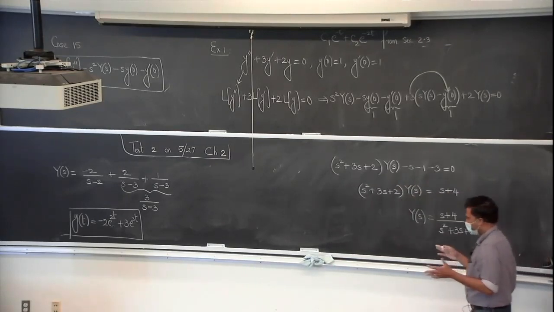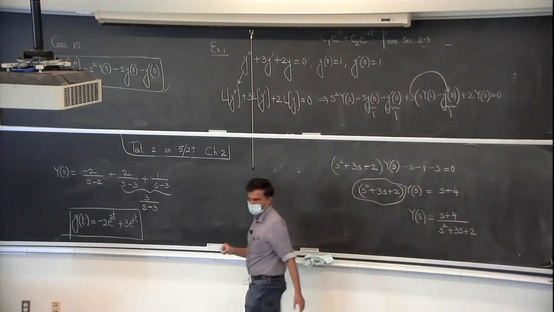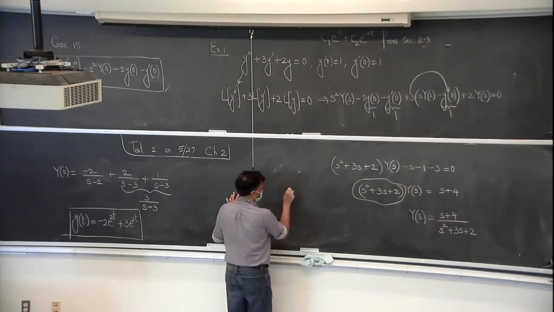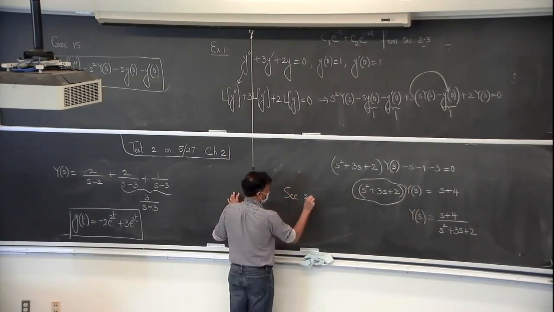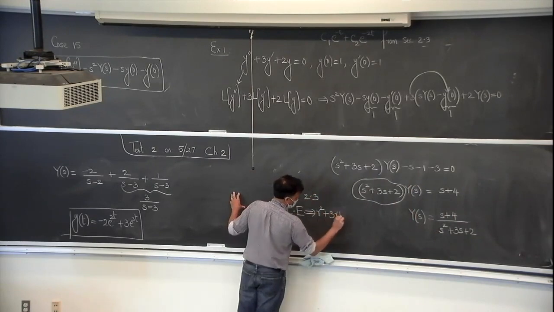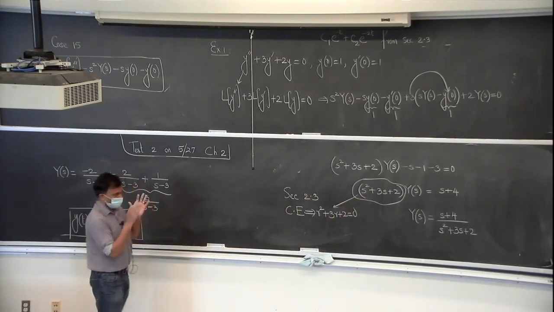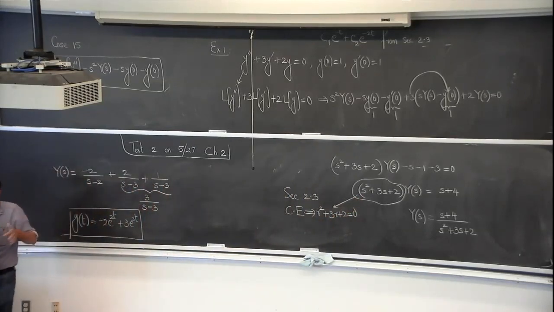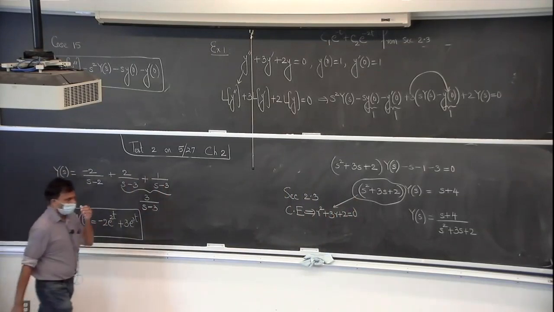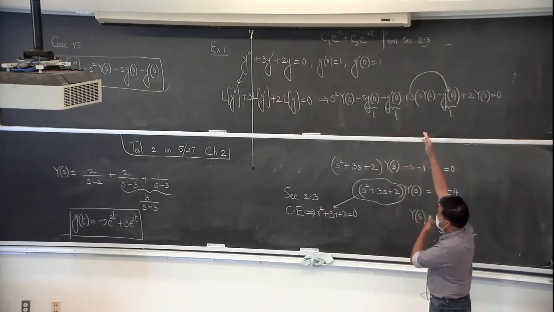One thing we should always observe in these problems is that this is the same as your characteristic equation from chapter 2. Always. So in section 2.3, the characteristic equation would look like this: r square plus 3r plus 2 equal to 0. So you can see the similarity here. That always should be preserved. Whatever you would expect in the characteristic equation is what you have in the y of s term. Which is why I was able to write the solution there, right?